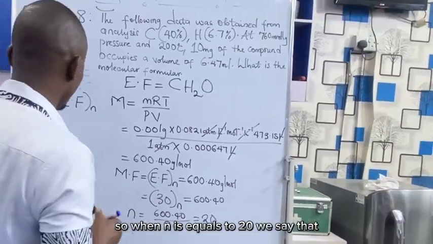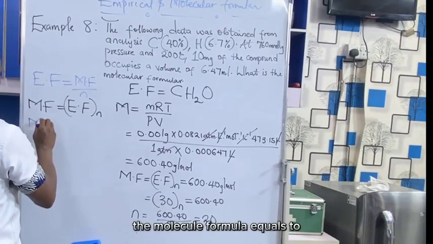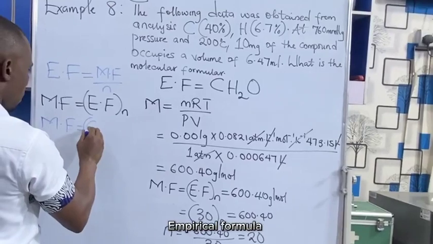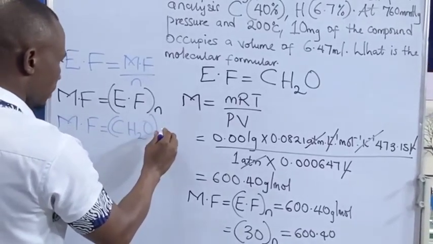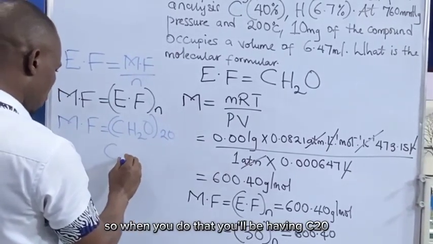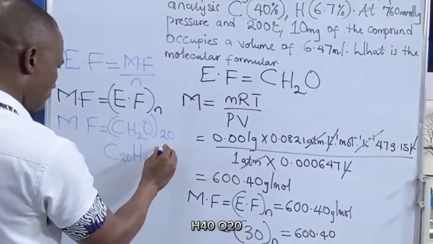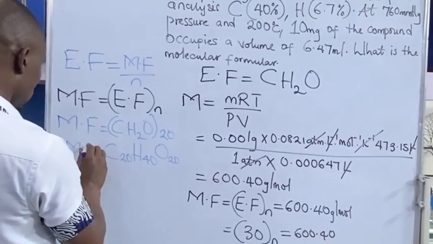So when n is equal to 20, we say that the molecular formula equals the empirical formula times n, which is 20. So when you do that, you'll be having C20H40O20 as our M.F.